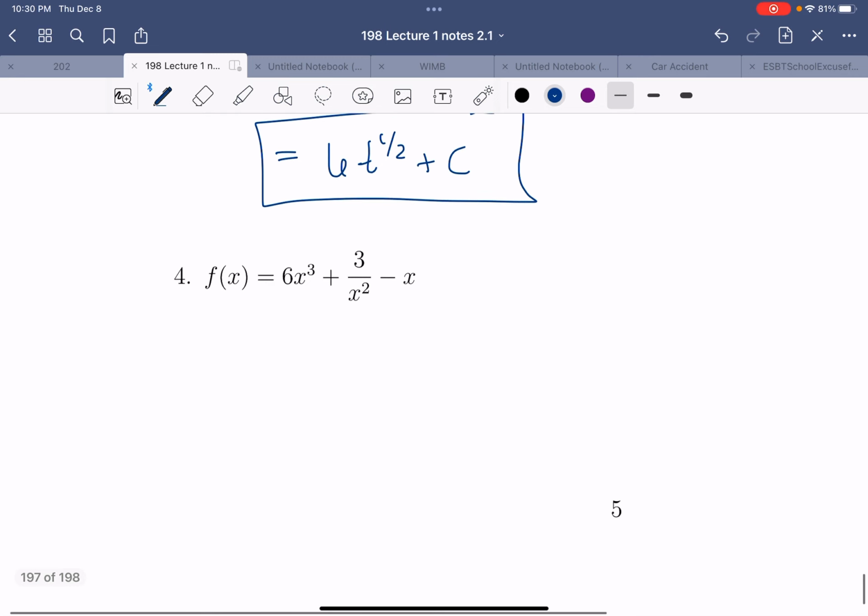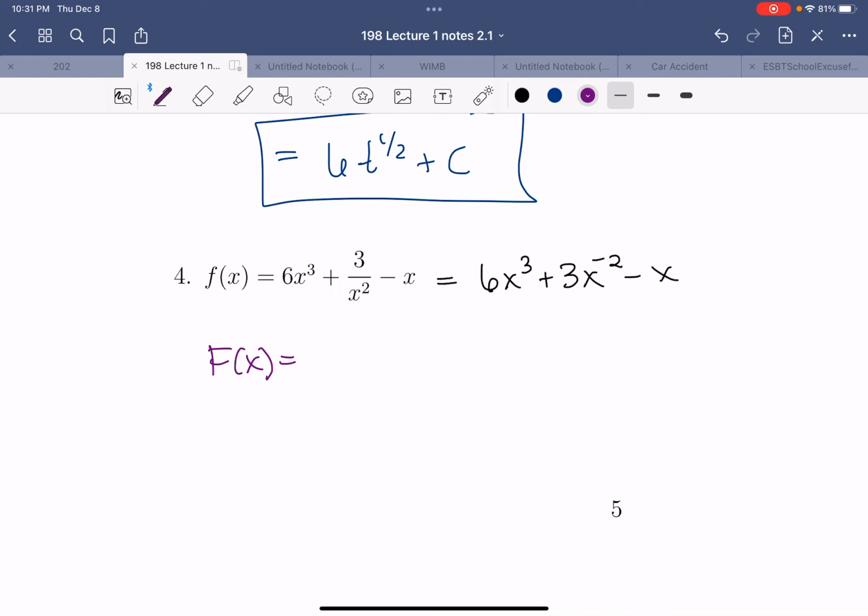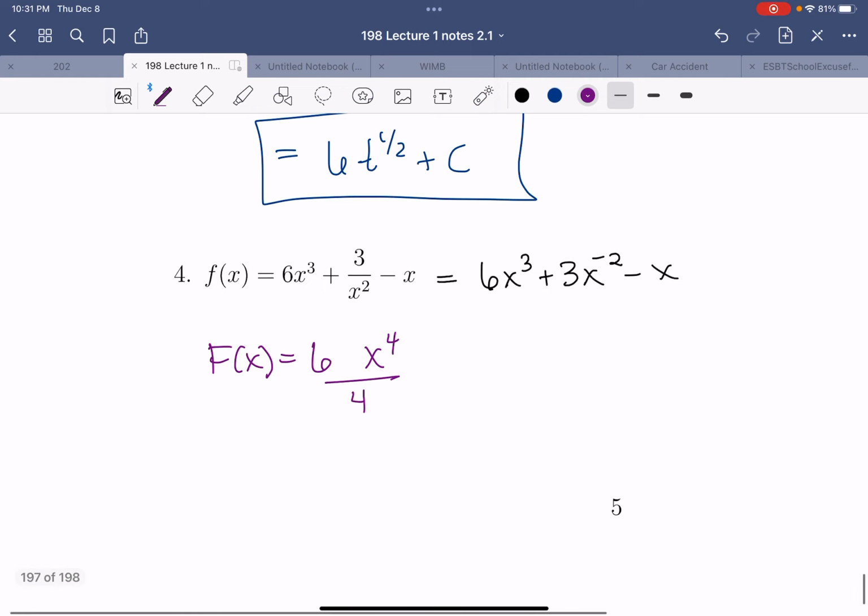Okay. Same thing with number 4. Before I jump in and take the antiderivative, let's rewrite that. That's 6x cubed plus 3x to the negative 2 minus x. So now when I find my antiderivative, capital F of x, that's going to be keep the 6, raise the exponent to 4, divide by 4, plus leave the 3, add 1 to the exponent, so x to the negative 1, and divide by that new exponent of negative 1. For the x, we do minus, add 1 to the exponent, so that's 2 over 2, and plus c.